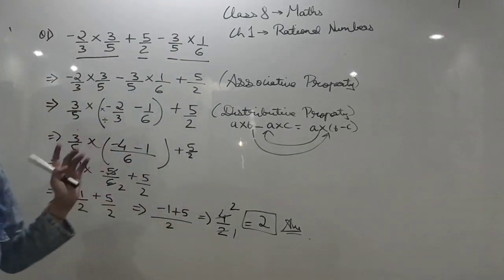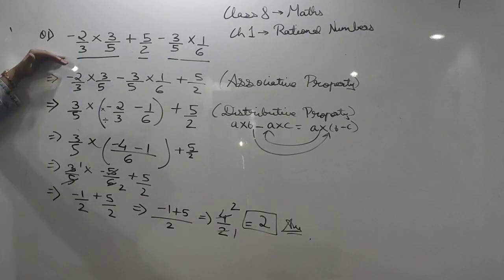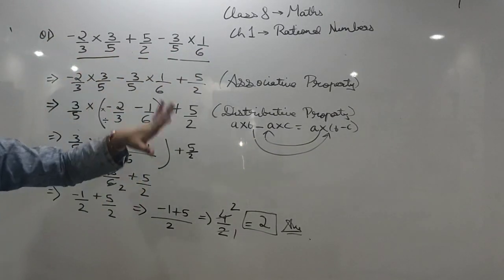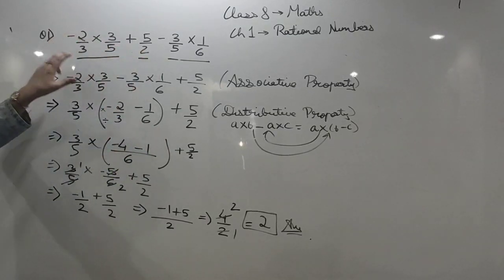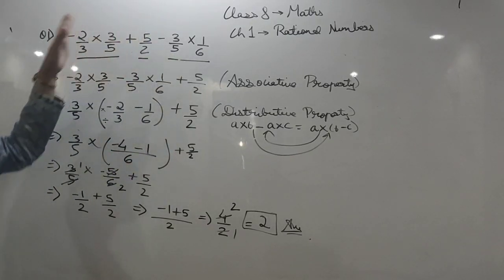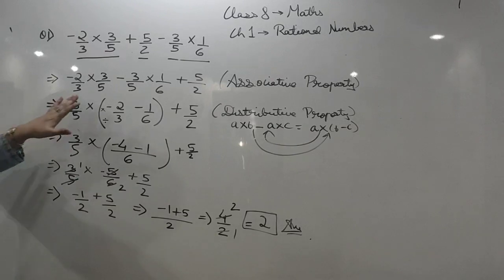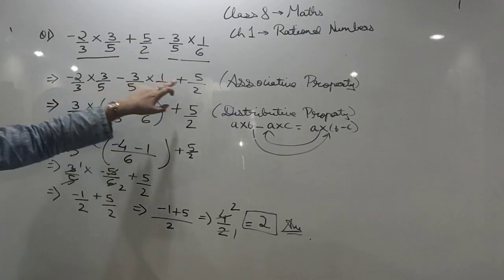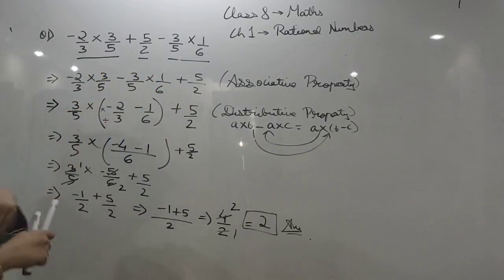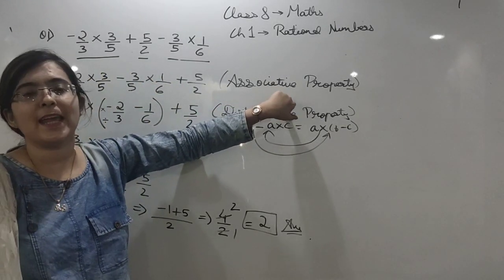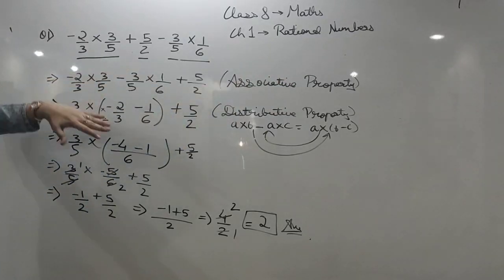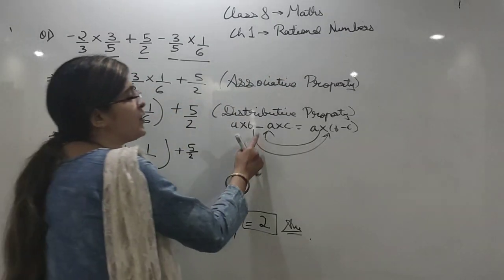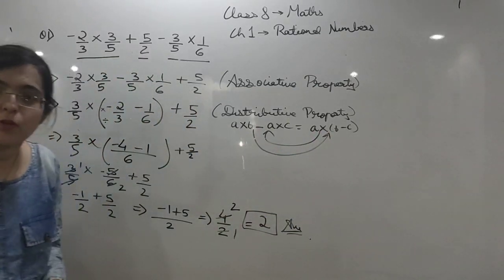Students, let's see once again. First, what have we done? We have seen how many terms there are. There were 3 terms. Now we have seen that in 2 of these terms, 3 by 5 was common. So we brought these 2 terms together: first term, third term and then second term. By shifting the terms, what property are we using? Associative. Now we took 3 by 5 in common. That means we have used the reverse property of distributive.